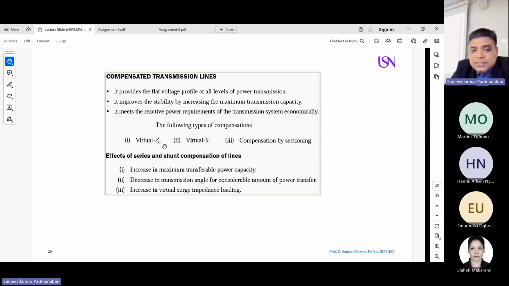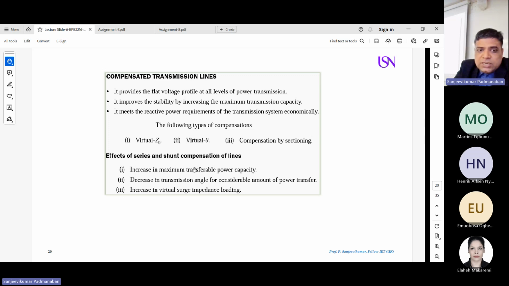One is virtual Z compensation, virtual Q compensation, and compensation by sectioning. So these three methods are used in practice in real time for transmission line compensation. One is virtual Z, virtual Q, and the third one is the compensation by section. The compensation can be done in different ways. I can go for series compensation or shunt compensation.